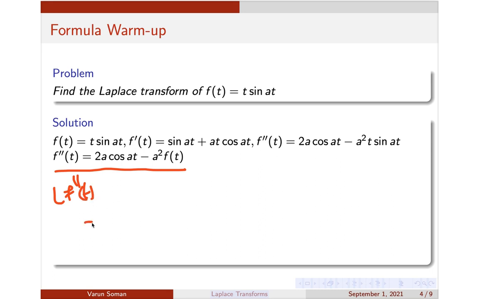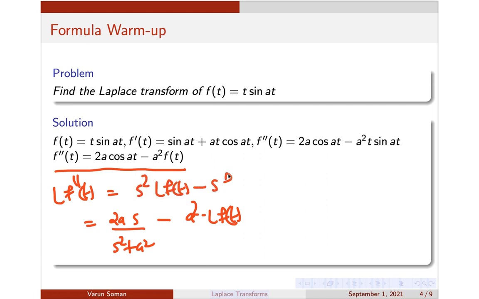That is equal to, applying linearity, 2a into s by s square plus a square minus a square into L of f of t. That is your RHS, and your LHS is L of f double dash of t. It can be written, using the formula, as s square into L of f of t minus s into f of 0 minus f dash of 0. So this much you will get.